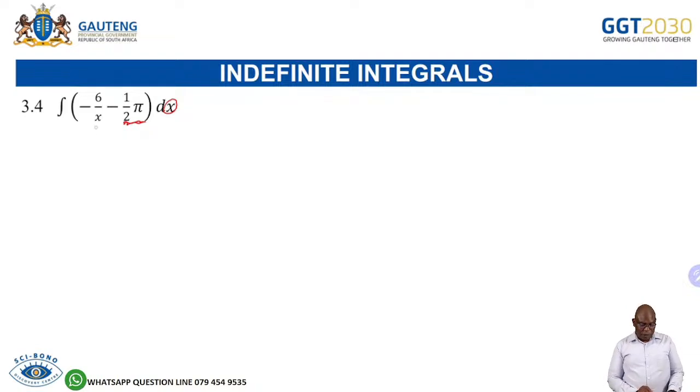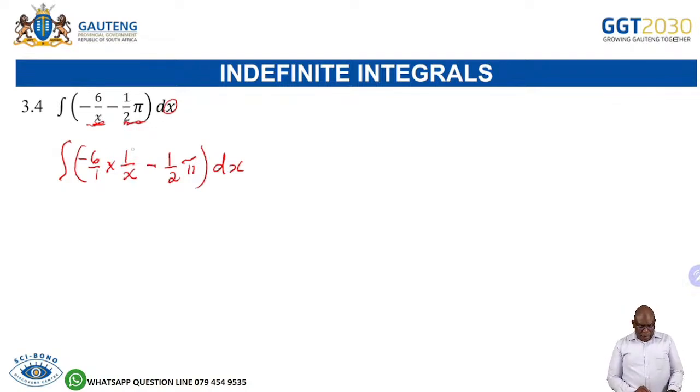But now we have this one here, which is a bit of a challenge, but I can work with this. So what I can do first, the integral, I can put negative 6 over 1, multiplied by 1 over x. Obviously, if I multiply this, I'll get back to this, minus 1 over 2 pi. I'm just going to put this in brackets, dx.